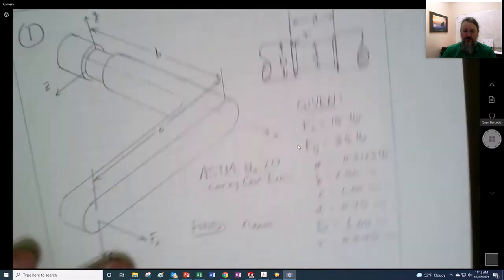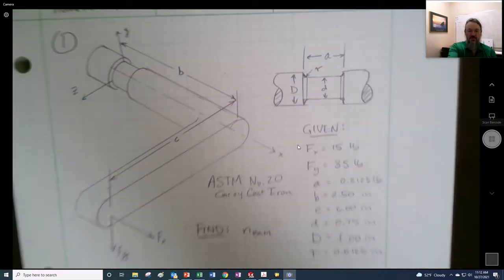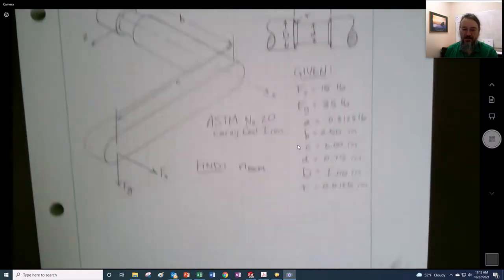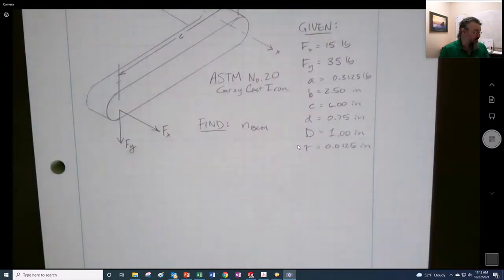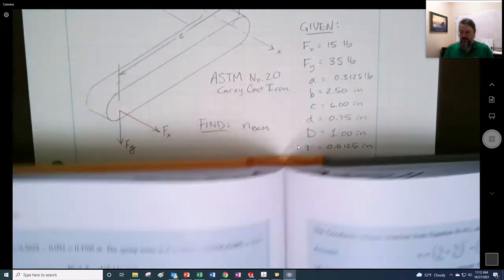There you go. All right, so here I've repeated the problem in a little bit of detail. Put my name and everything up there, make it nice and neat. So one of the first things I might do is find the material properties. So we get out our good friend Shigley here and look up in the back and find gray cast iron.